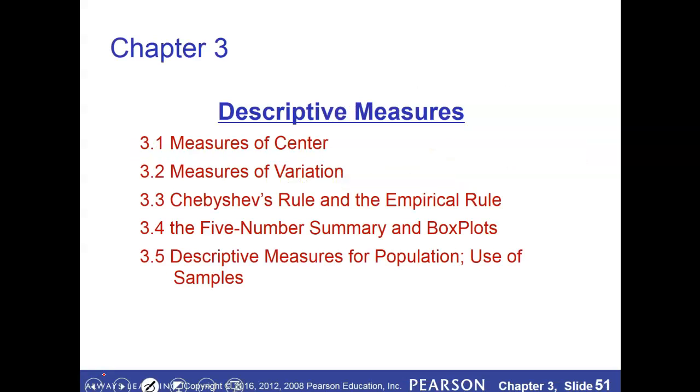review. We started with 3.1, which was measures of center. Then we did measures of variation. Measures of center are mean, median, and mode, and measures of variation are the range and the standard deviation. We talked about Chebyshev's rule and the empirical rule, which talk about the number of observations that are within certain standard deviations from the mean. Then the 5-number summary and box plots, as well as outliers in 3.4, which could be used for any set of quantitative data. And then today, 3.5, descriptive measures for populations and the use of samples.